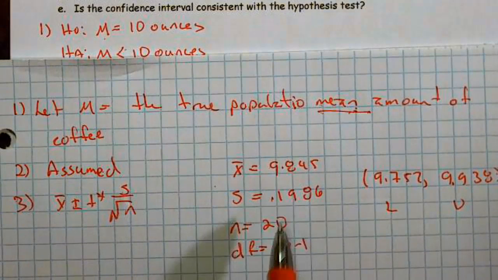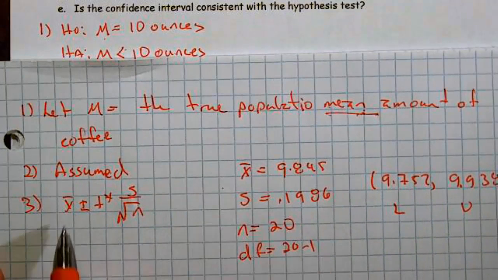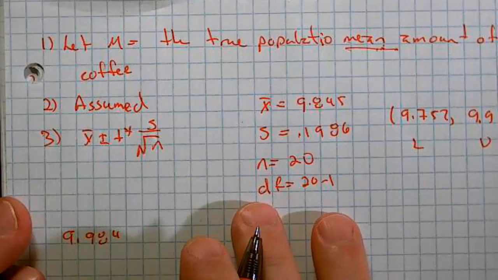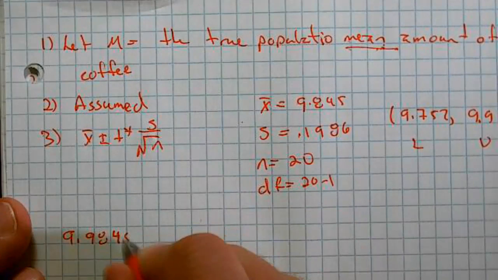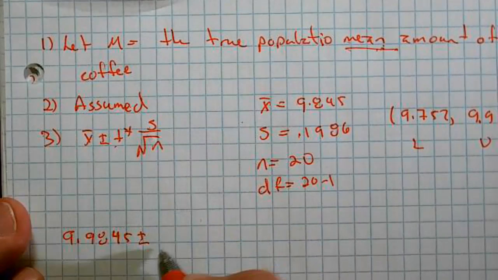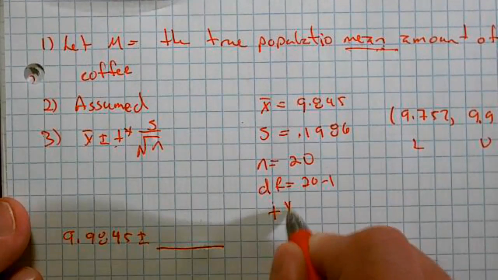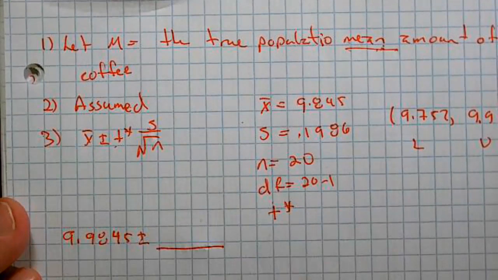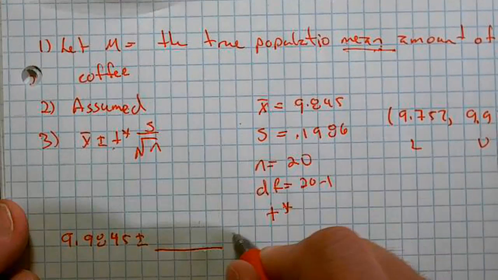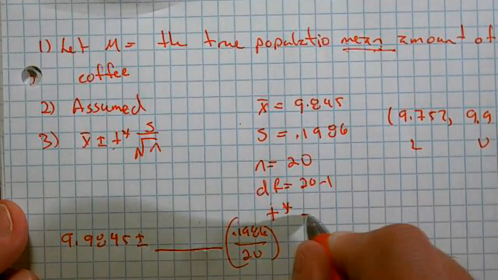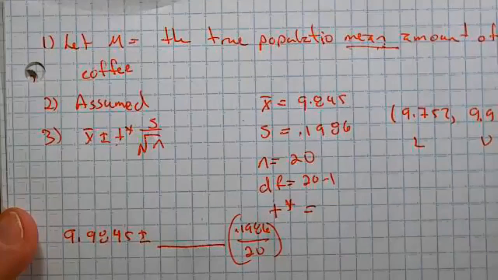So now that I have this, I'm going to start plugging this information I have into my formula. I'm going to go 9.9845 plus or minus, and I notice I'm missing T star. We'll come back to it, but we're going to have to go calculate T star. So I'm going to add that to my list of things that I needed. And I have S is 0.1986 and N happens to be 20. But I need that T star value. So how do I go about getting that?